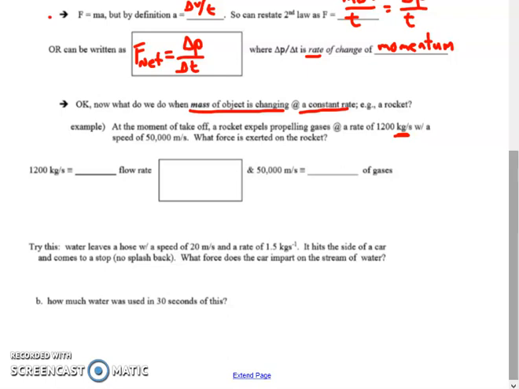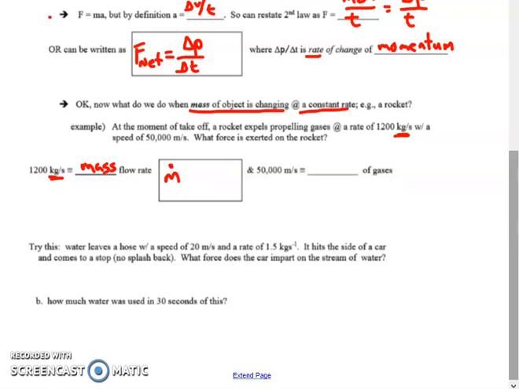So what is this 1,200 kilograms per second? Well, the units kind of give it away. It's units of kilograms, or units of mass, divided by time, so it's called a mass flow rate. So there's another rate we're introducing. And for mass flow rate we're going to give the symbol m dot. The dot comes from a calculus thing.